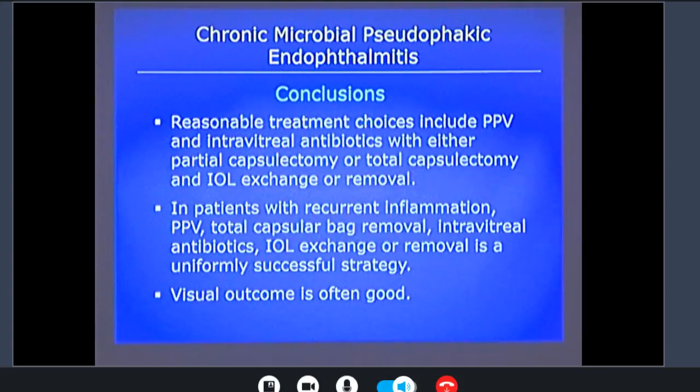As I said, a reasonable treatment choice includes vitrectomy and intravitreal antibiotics with either partial capsulectomy or total capsulectomy and IOL exchange or removal. In patients with recurrent inflammation, vitrectomy, total capsular bag removal, intravitreal antibiotics, IOL exchange or removal is successful. The visual outcome is often good.